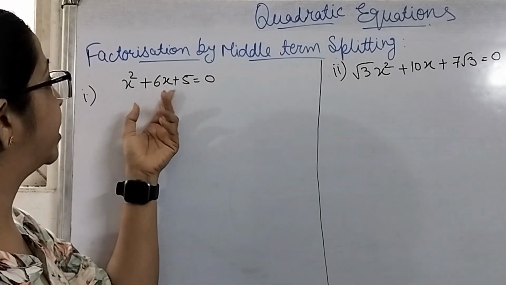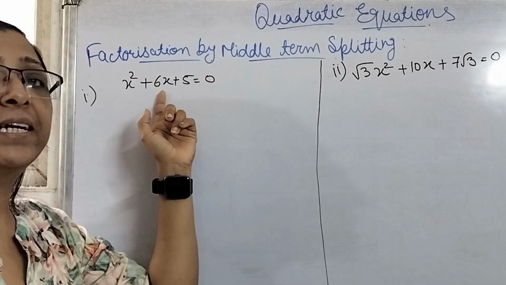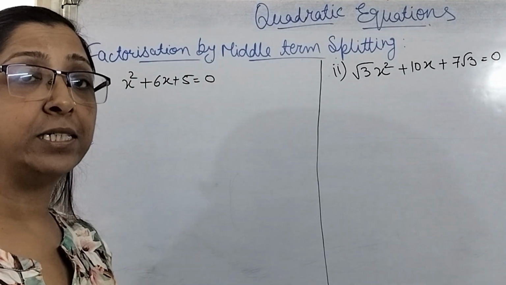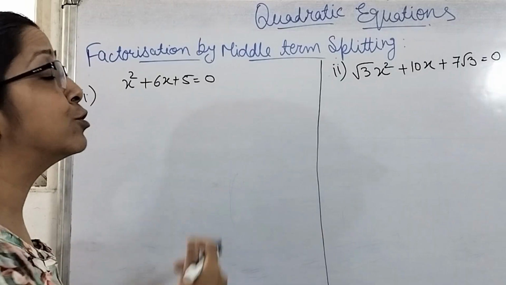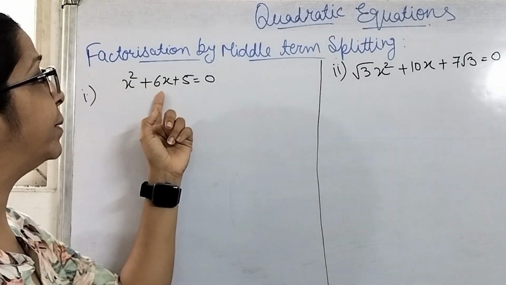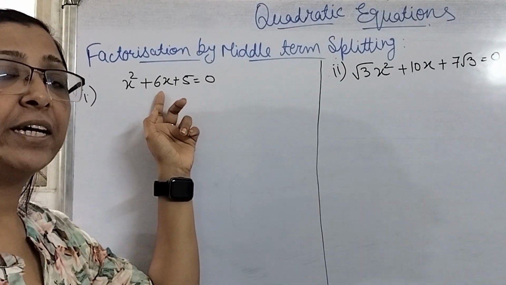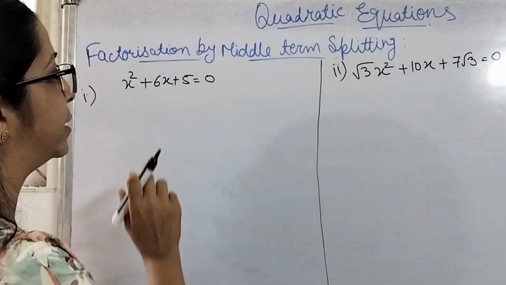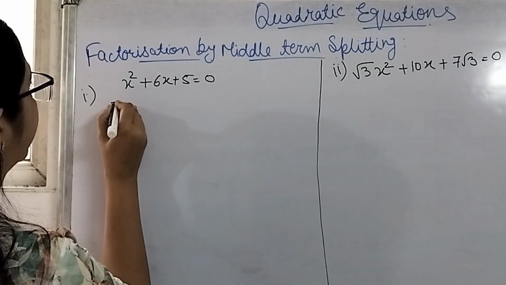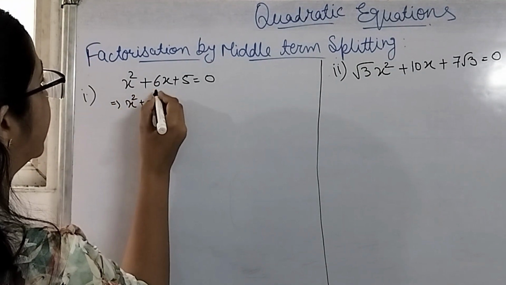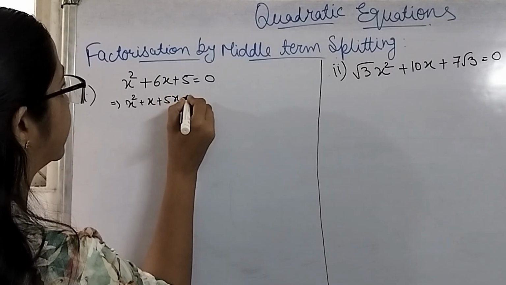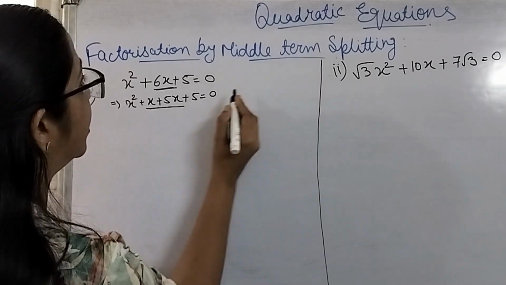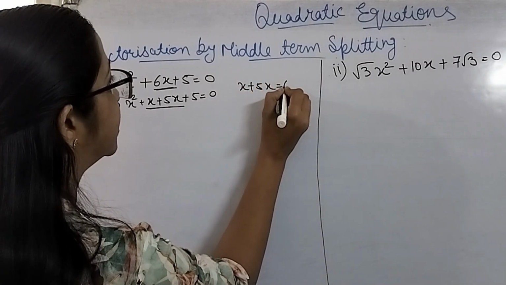Now here what we will be doing is, by middle term splitting, we will split the middle term into 2 parts. That means this term will be written in 2 parts, such that if we add those 2 terms, it will be equivalent to the middle term, and the multiplication of those 2 terms should be equivalent to the multiplication of the first and third term. Now let's see. We can write 6x as x plus 5x. Now why have we written this? Because if we add these two, x plus 5x will be 6x.